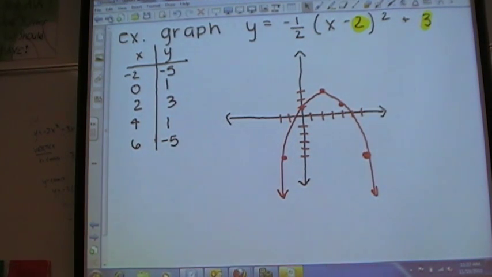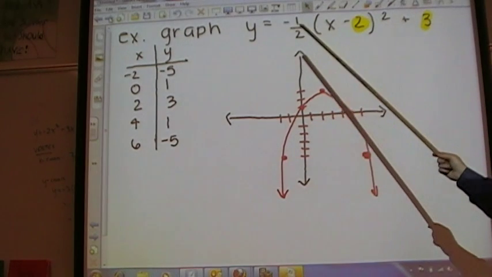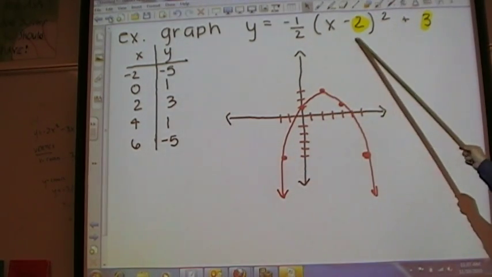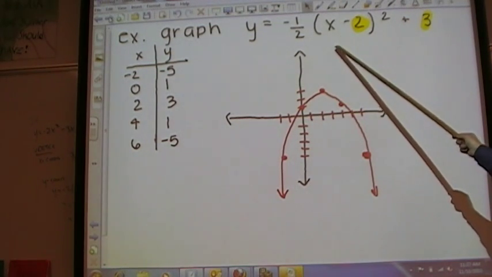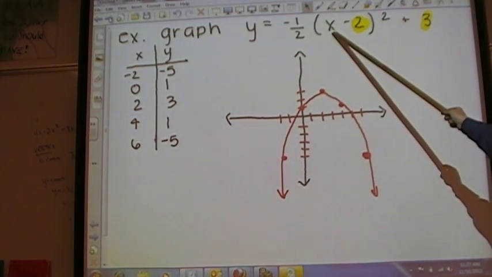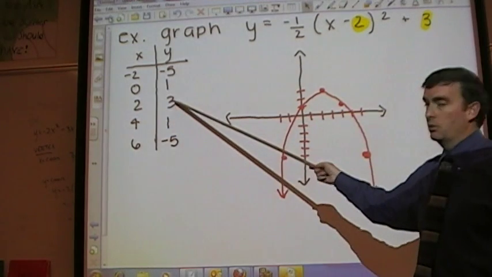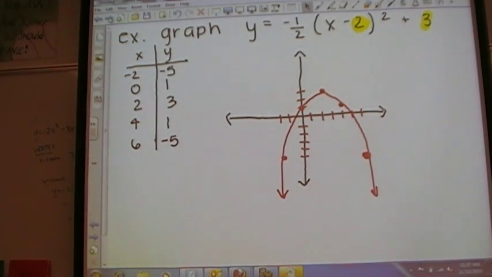Wouldn't it be negative 2, 3? No, because the formula is x minus h, right? So whatever h is, h in this case is 2. The best way to think of it is whatever makes the inside 0 is the x coordinate of the vertex. So what's going to make this 0? Positive 2. So your vertex is (2, 3). Put that in the middle of the table.